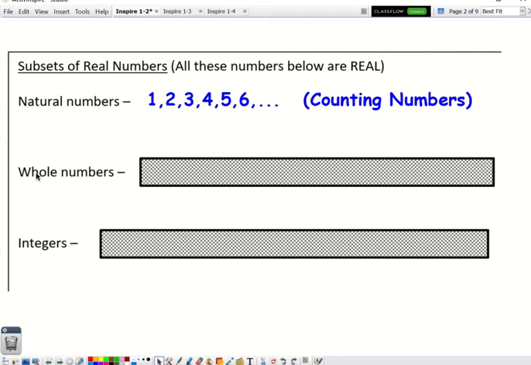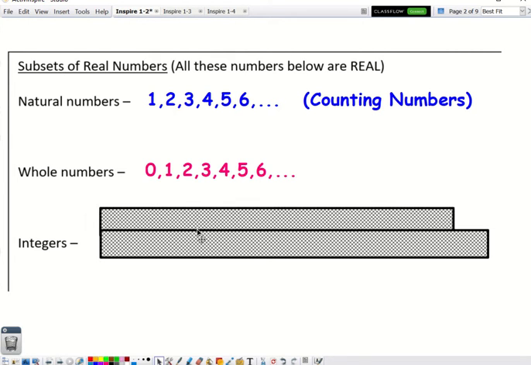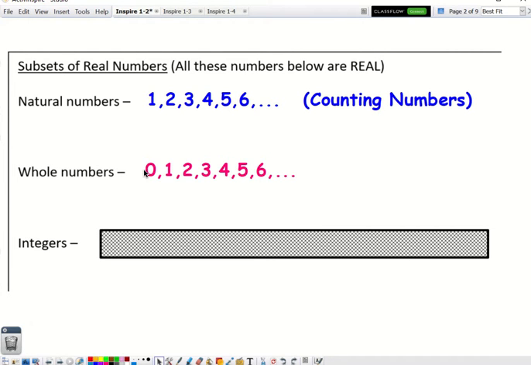Then there's the whole numbers. Do you remember what the whole numbers are? Well, essentially, if you toss 0 in with the natural numbers, that's the whole numbers. So the whole numbers start off with 0 and then go 1, 2, 3, 4, 5, 6, 7, 8, 9, 10, and off forever in that direction.